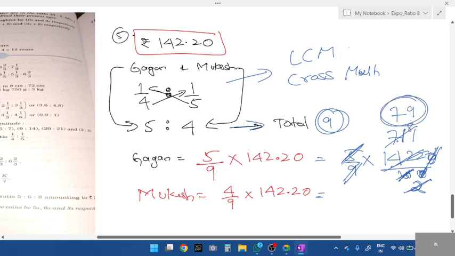Answer is 79. 9 sevens are 63. 7 plus, yes, 9 nines are 81. Rupees 79. So Gagan should get rupees 79. You all calculate Mukesh's value.